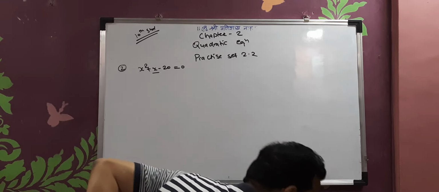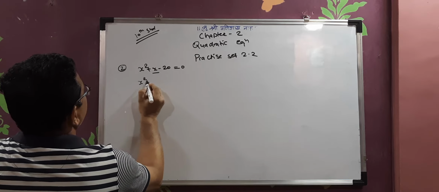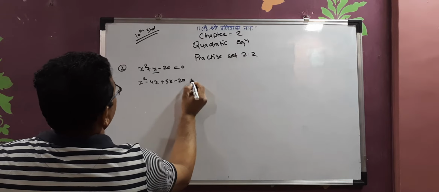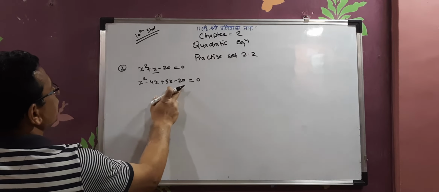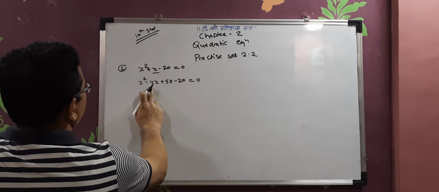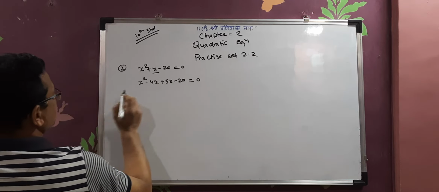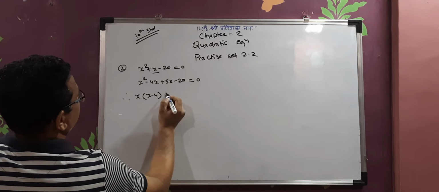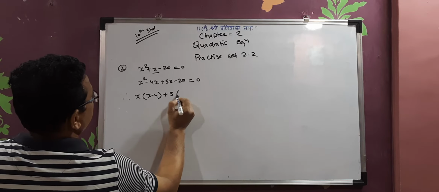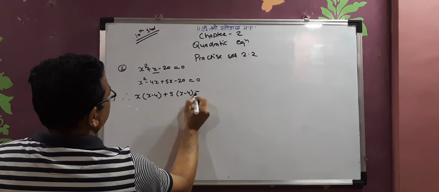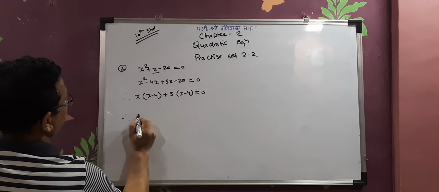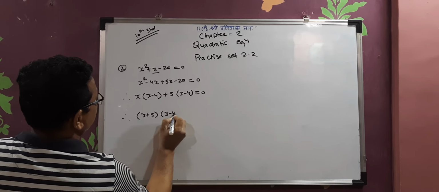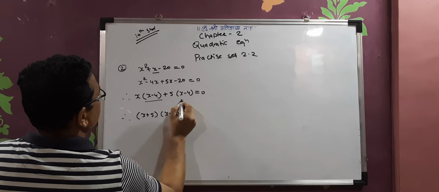So x square minus 4x plus 5x minus 20 is equal to 0, because 4 fives are 20 and plus 5x minus 4x is nothing but x. So we will keep x as common: x times (x minus 4) plus 5 times (x minus 4) is equal to 0. So we get (x plus 5)(x minus 4) is equal to 0, because x minus 4 is common.